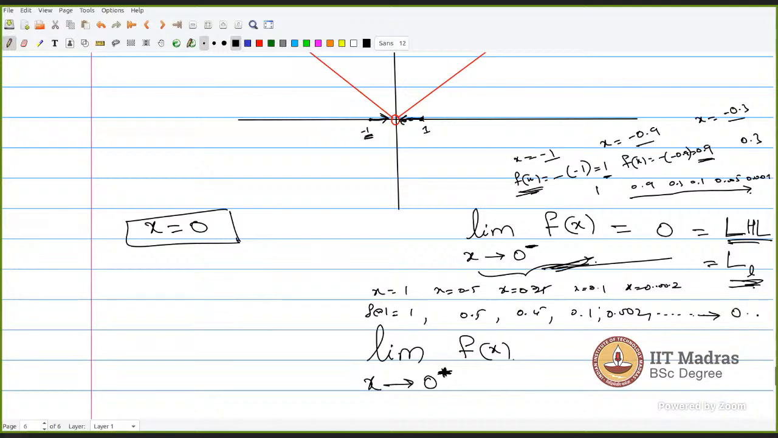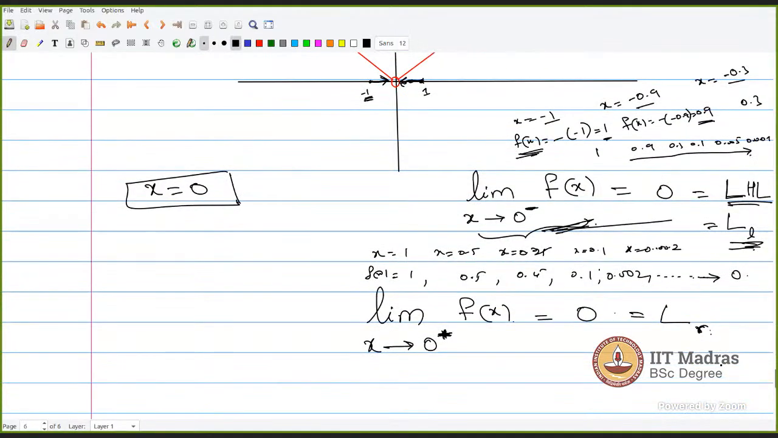Here also you can simply see that, this is what happens in the background. So I can simply conclude that even if I approach from the right hand side, my function value will approach 0. Therefore the limit of this function from the right hand side exists and it will be equal to 0. And I will simply denote it as L subscript R.